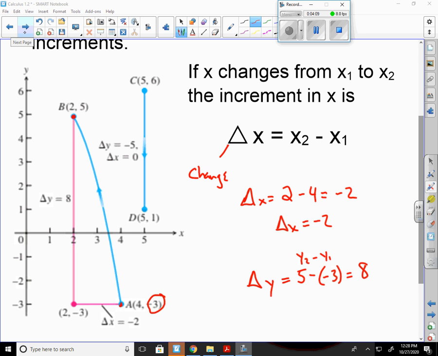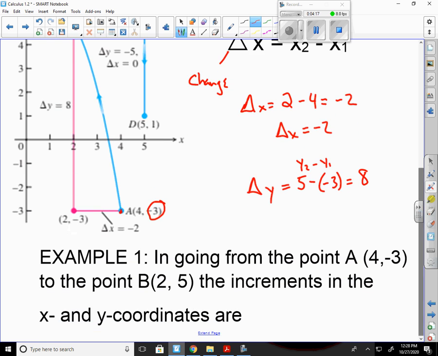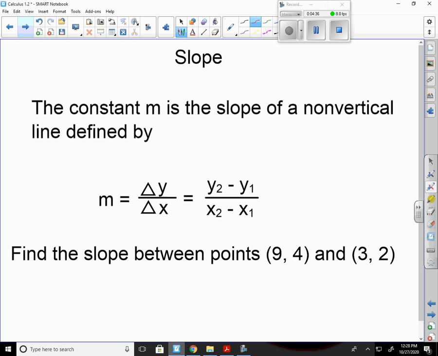Now this probably looks familiar to you because we've done change in x and change in y before. I guess I could have just scrolled down and seen that this was our problem here. So we found these two answers already. But our change in x and change in y, we see that with slope a lot. m is slope. The constant m is the slope of a non-vertical line defined by the change in y divided by the change in x, or the increments for y divided by the increments for x.